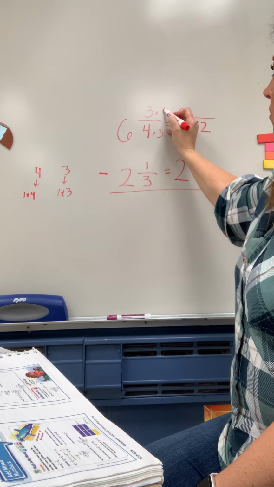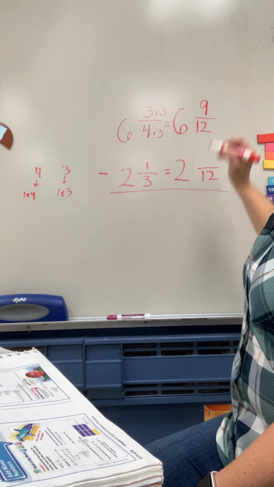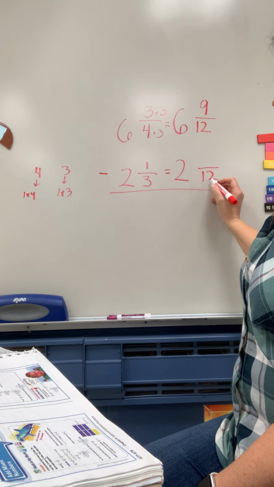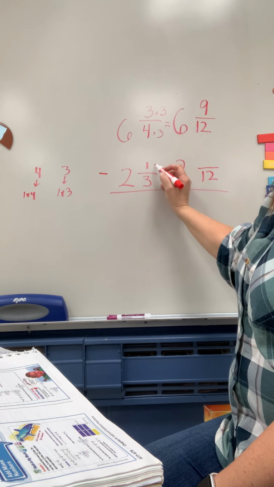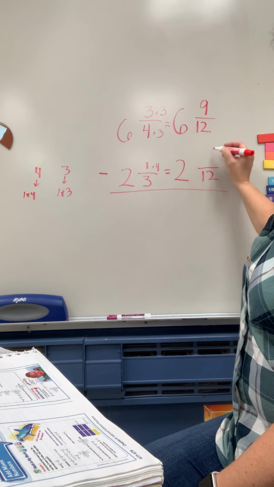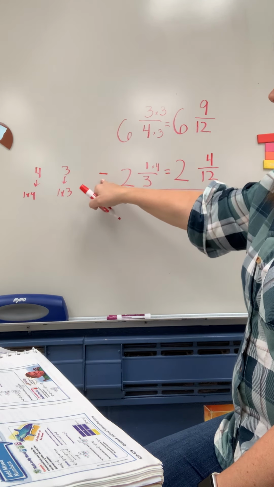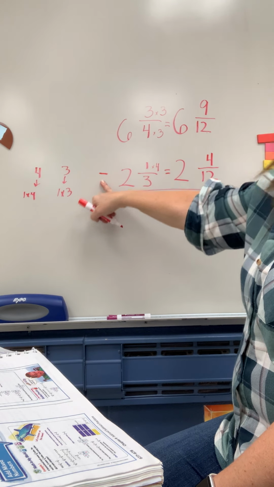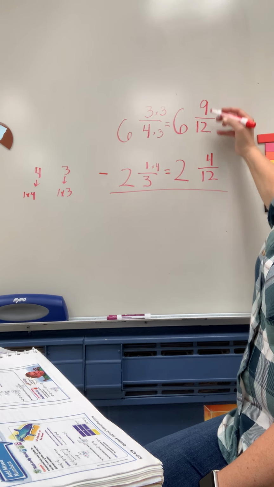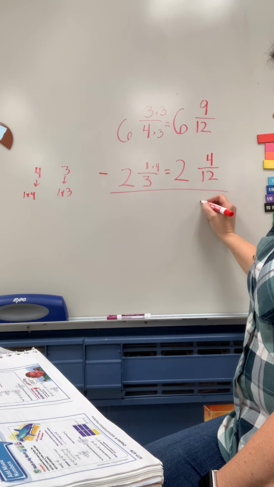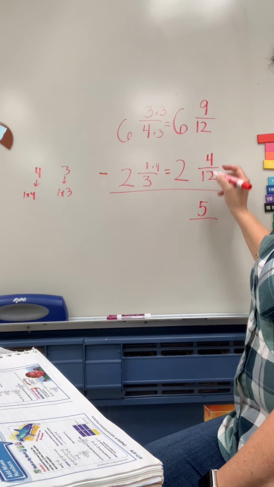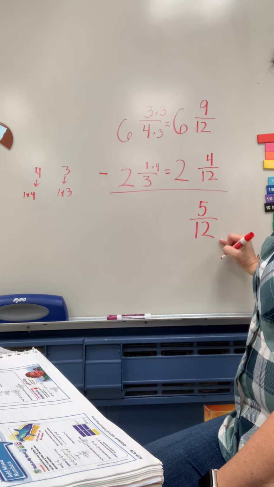Okay, so 4 goes into 12 3 times. So I'm multiplying my numerator times 3 to give me 9. Down here, 3 goes into 12 4 times. I'm multiplying my numerator times 4 to give me 4. My sign tells me to subtract. So I'm going to say numerator minus numerator, which is 5. I'm using the same denominator that I have been given.